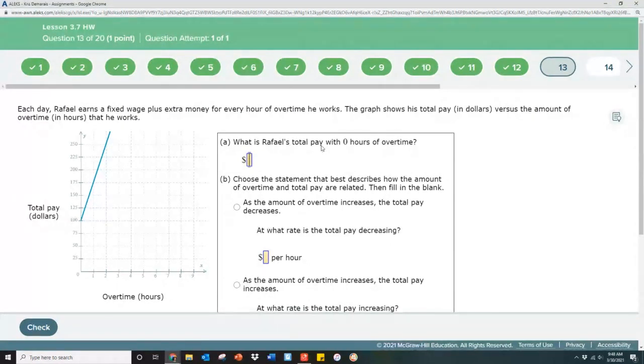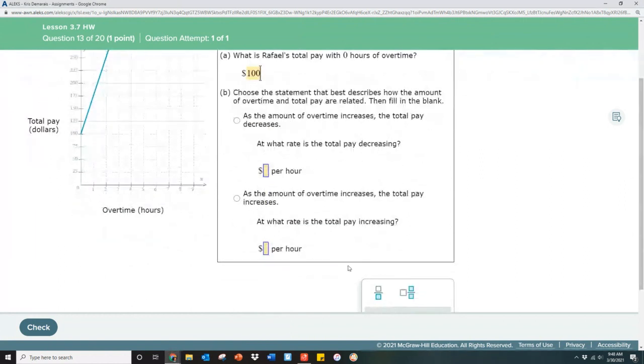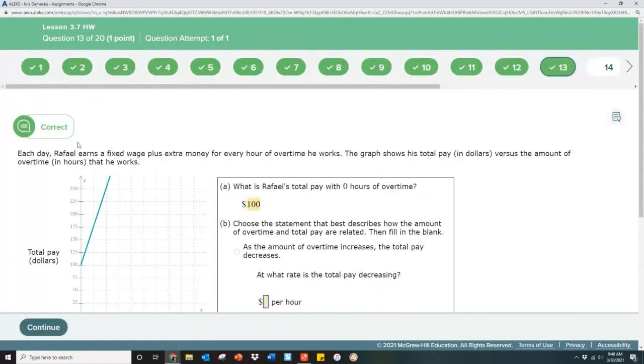All right, what is Raphael's total pay with 0 hours of overtime? It's 100, because it's right here. Then as the amount of overtime increases, the total pay increases, of course. All right, and that is by how much? It increases by $75. All right, got that one correct.